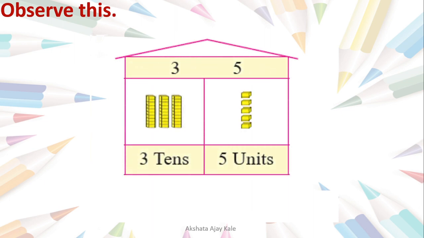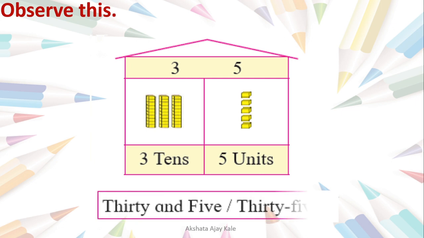Observe this. Here 35 is written by using pictures, right? We can see here 5 single boxes and 3 bundles of tens, isn't it? That is nothing but 3 tens and 5 units, right? About this we have learned in the earlier video. The number is 30 and 5, that is 35. Correct?